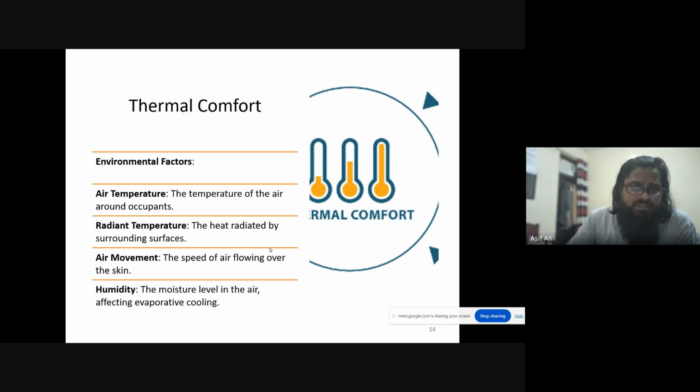And obviously, air movement is very important. Why is it important? Because it is through evaporation that it gives us comfort. Humidity, the moisture level in the air, affects evaporative cooling. This is one of the important factors. It means if the air is more moist and humid, the sweat will not dry.